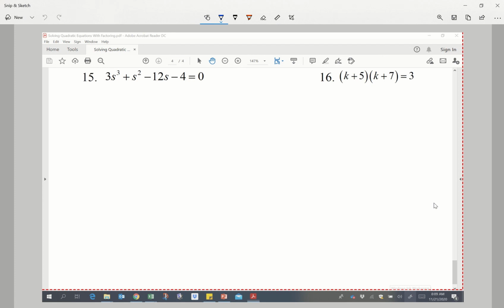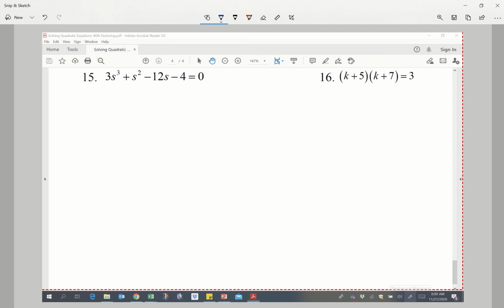Let's take a look at question 15. It's 3s cubed plus s squared minus 12s minus 4 equals 0. This one is yet again another example of one that's not a quadratic equation, because the highest power of the variable s is of degree 3. So this would be what we would sometimes call a cubic equation.